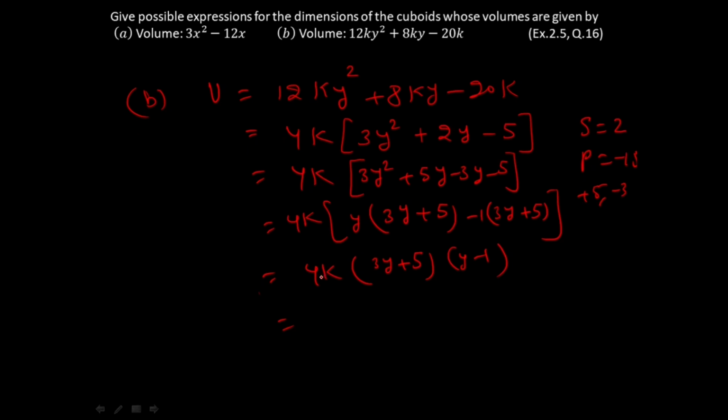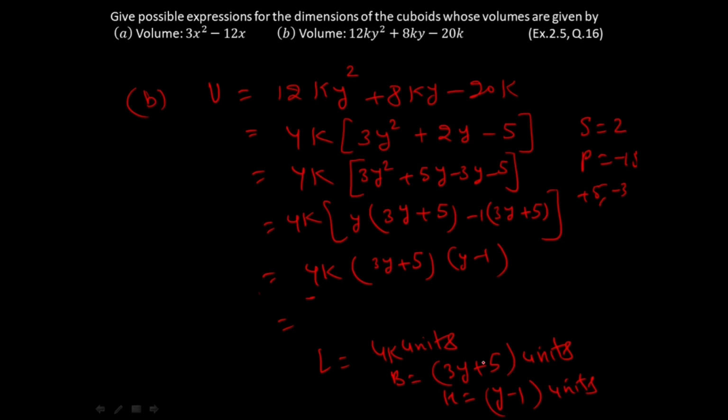We can assume any one of these as length. Suppose 4k is length. That's up to us. So I assume length is 4k units. What is breadth? Breadth is 3y plus 5 units. And the height is y minus 1 units. That's it. Even we can assume y minus 1 as length, this is breadth and that is height. That's up to us.